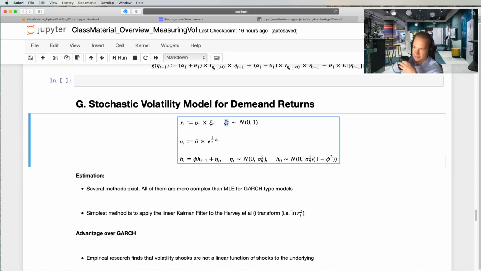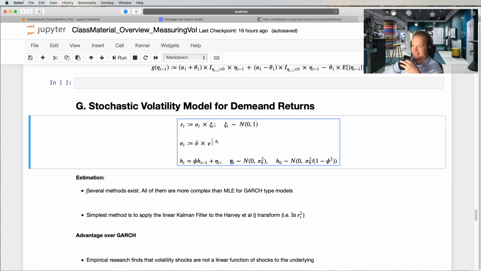You can allow the zeta and the eta to be correlated. That is all right. If you estimate such a model, you can have them correlated.